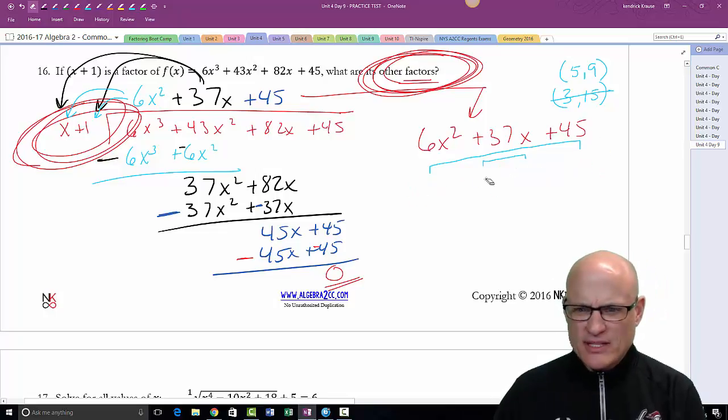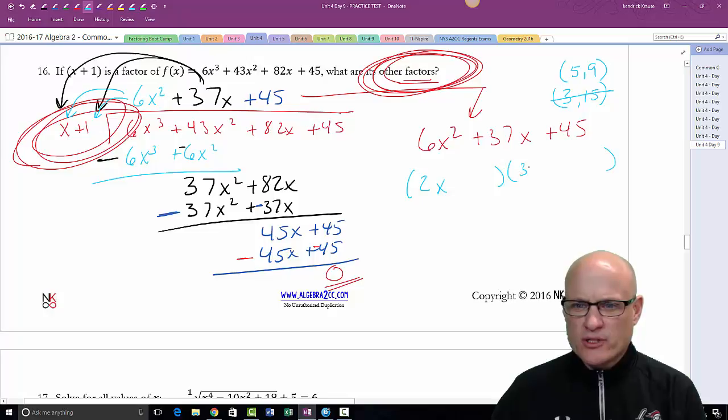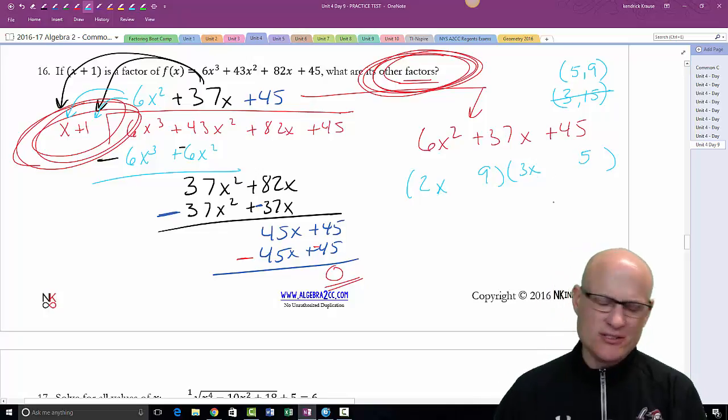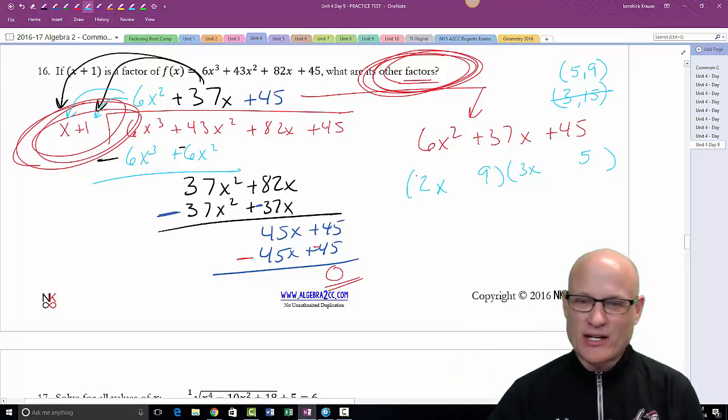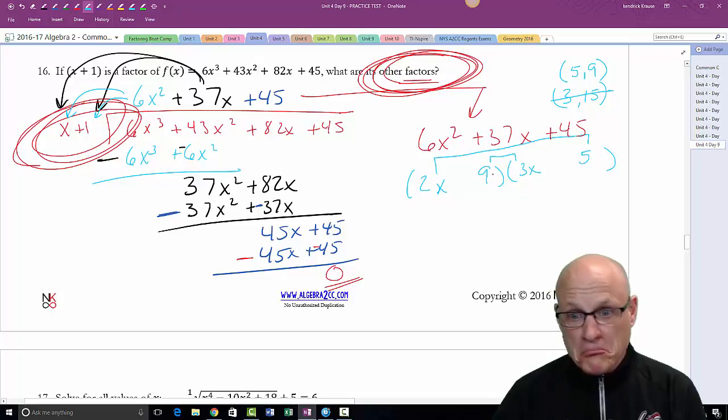I must have messed up. I still think it's 2 and 3. So let's go back to 2x and 3x, and I'm going 5 and 9. Oh, what was I doing? What did I do before? I'm going to have to go back and look at what I did. Here's 10 and here's 27. That's 37. So both plus. So 10 and 30.